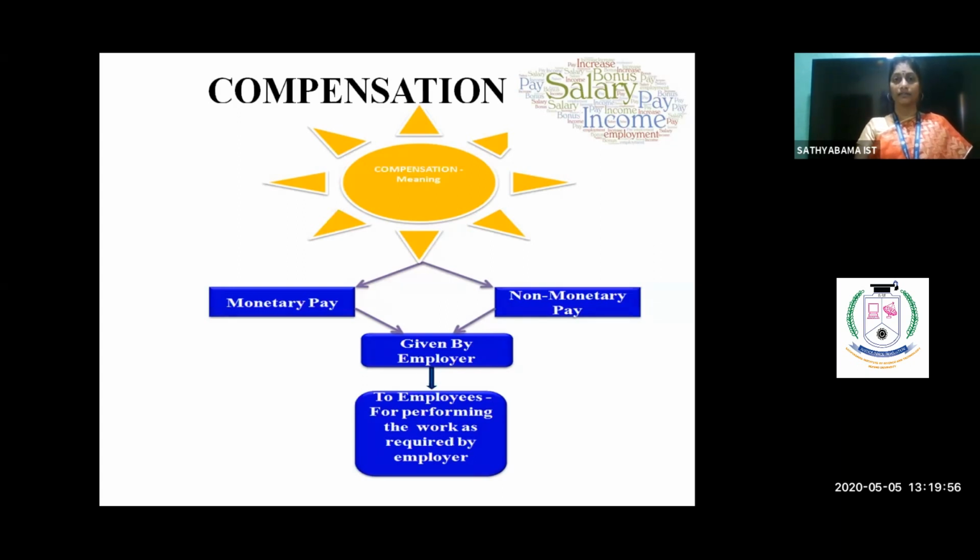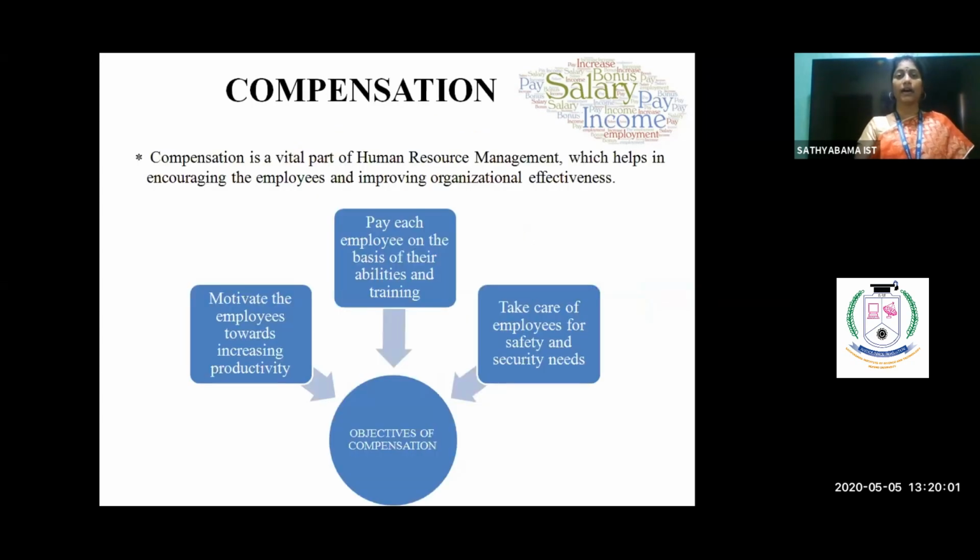An example of compensation, one of the main components, is the salary. Hence we can say compensation plays a very vital and important role in human resource management, that helps to encourage the employees, as well as motivate them and improve their efficiency on the job performance.